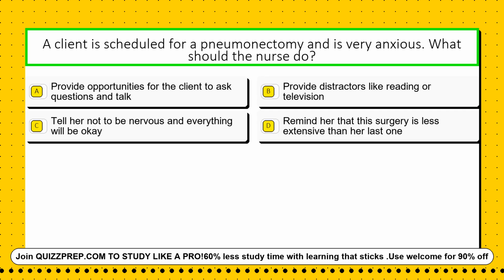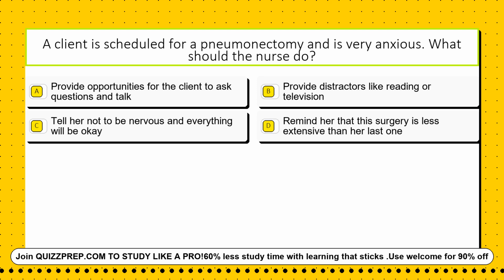Question 57. A client is scheduled for a pneumonectomy and is very anxious. What should the nurse do? Option A. Provide opportunities for the client to ask questions and talk. Option B. Provide distractors like reading or television. Option C. Tell her not to be nervous and everything will be okay. Option D. Remind her that this surgery is less extensive than her last one.